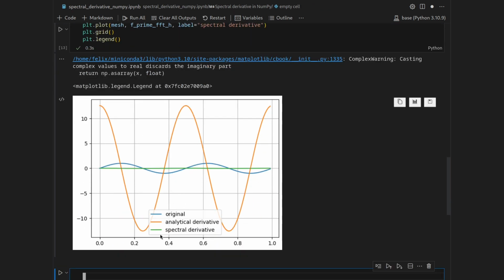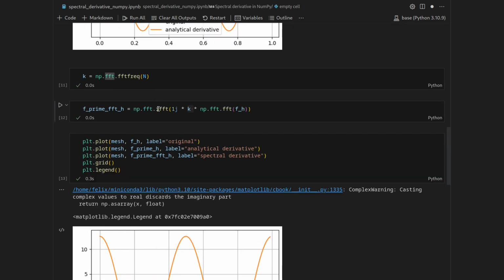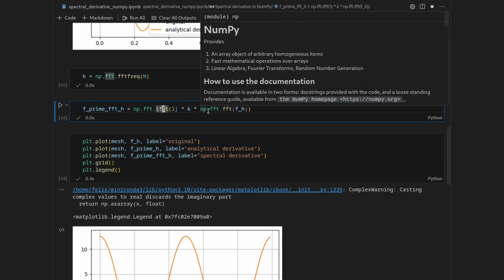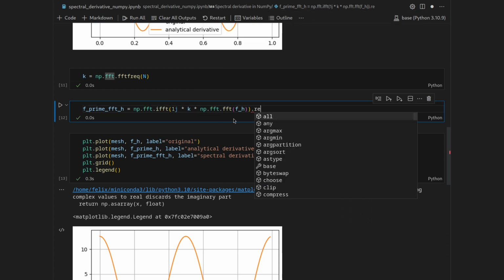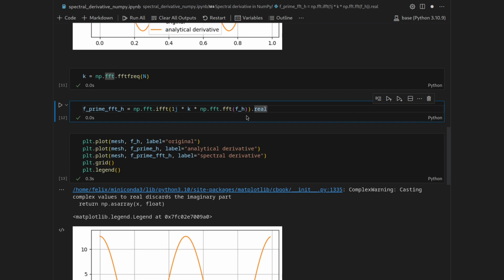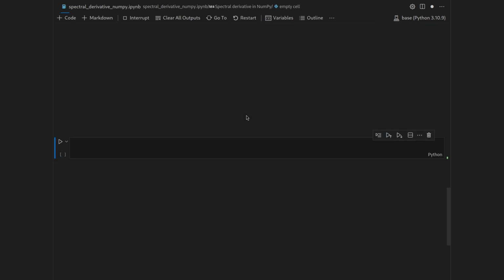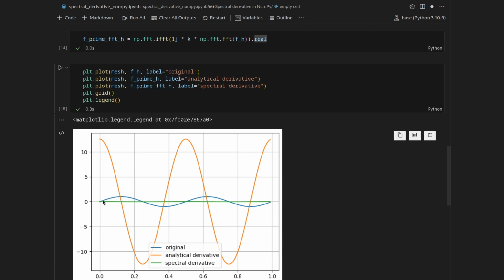So first of all, we see that the spectral derivative is very small, so it's barely noticeable, so it seems that it is almost zero. And we also get a complex warning because the return type of an inverse Fourier transformation in general is a complex value, and due to some numerical issues, we have imaginary values that are unequal to zero. So we can just get rid of them by calling .real to extract the real value part. So this should get rid of the error, but we still have the problem with the spectral derivative not having the correct magnitude here.